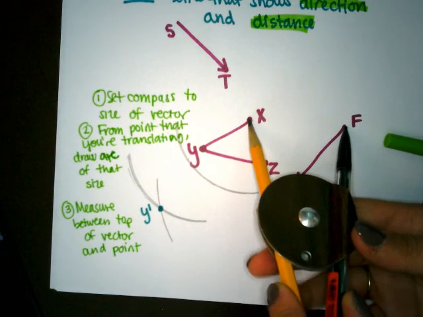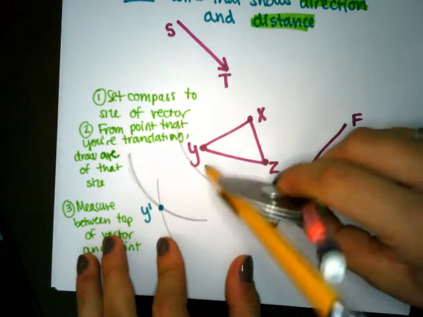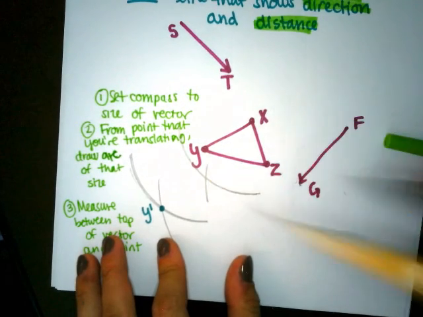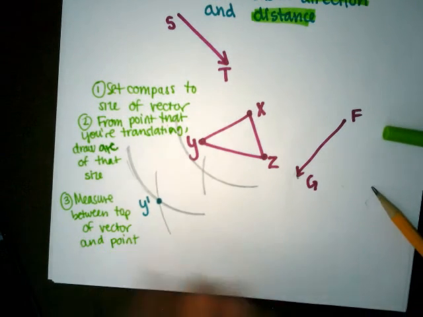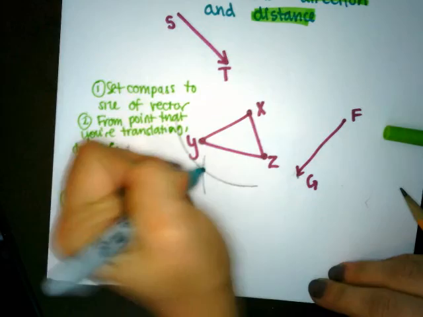Okay, and then from the bottom of my vector, so from the arrow side, I'm going to draw an arc of that size that intersects the other arc. And that is X prime now.